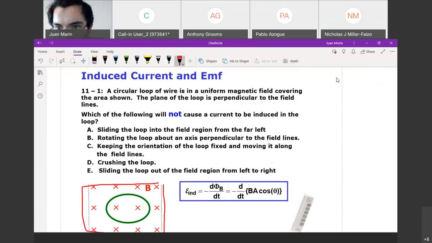D is crushing the loop, right? So think about what happens when you crush the loop, what is changing. And E is sliding the loop out of the field region from left to right. So what is not causing a changing current?